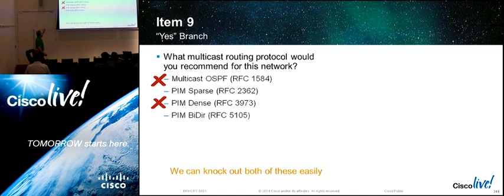Well, I don't think anybody ever rolled out multicast OSPF, have they? And we all know you never use dense, ever, right? I think we've said that forever. So your choice is between sparse and biter. When would you use sparse versus biter?